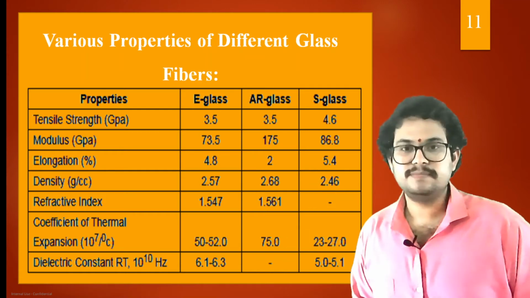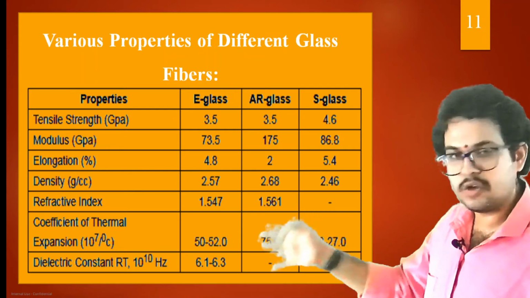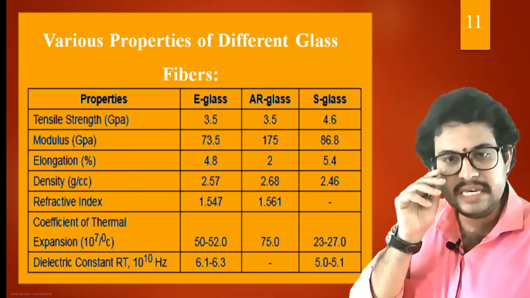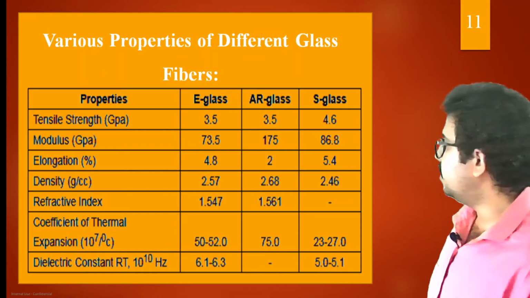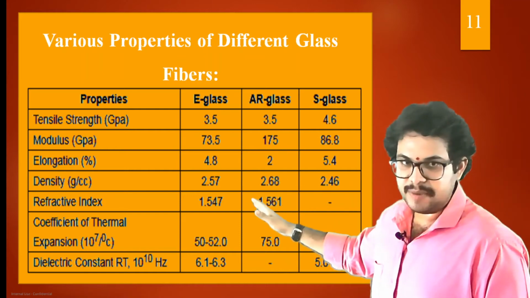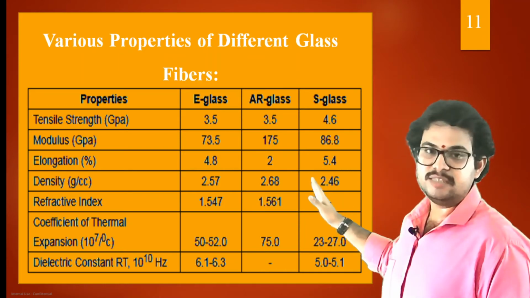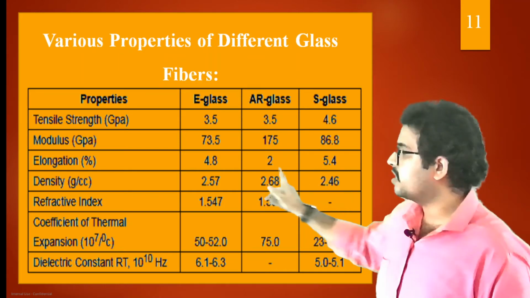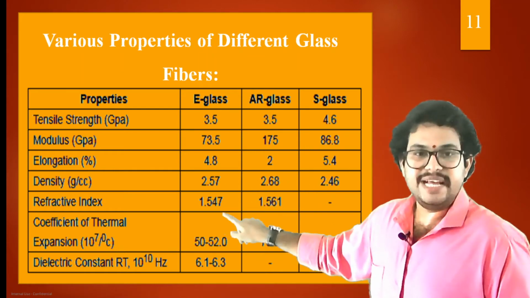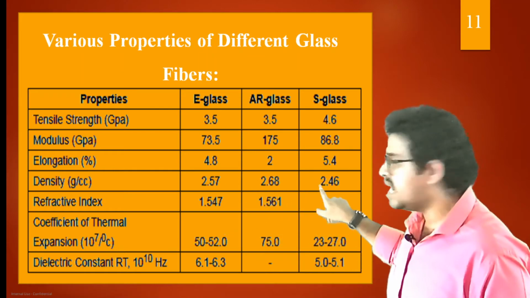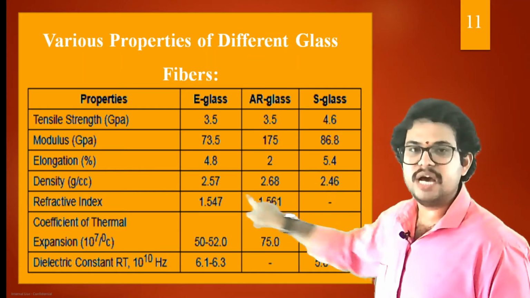And the densities of these three particular glass fibers are also compared. The density of E glass is 2.57 grams per cubic centimeter, alkali resistant glass is 2.68 grams per cubic centimeter, and S glass is 2.46. You can clearly analyze that the density of this particular S glass, high performance glass, is a bit low when compared to the other types.